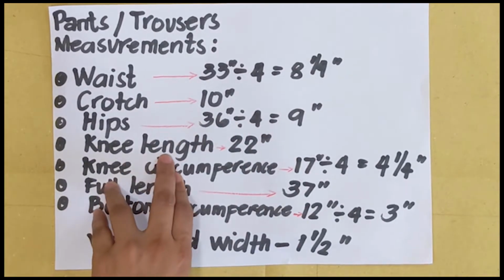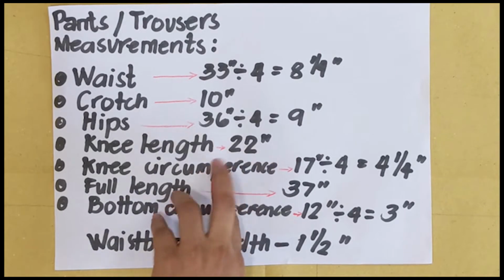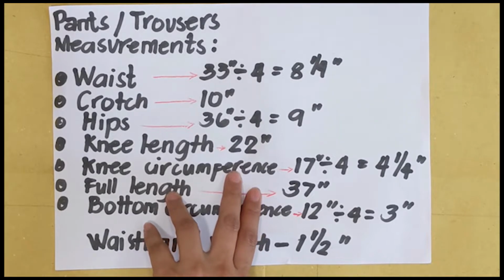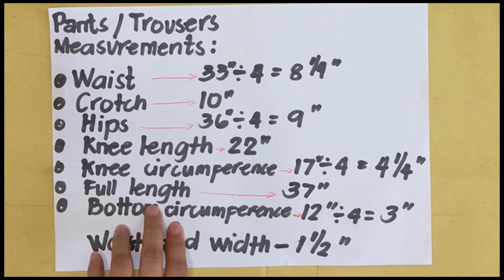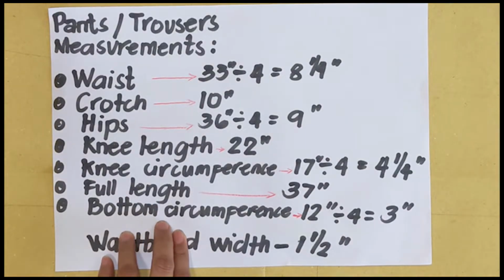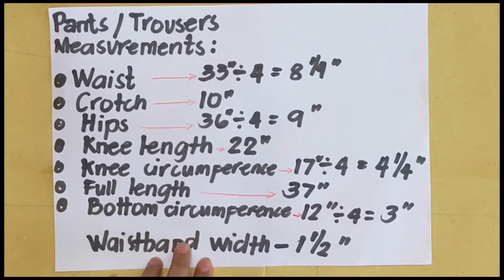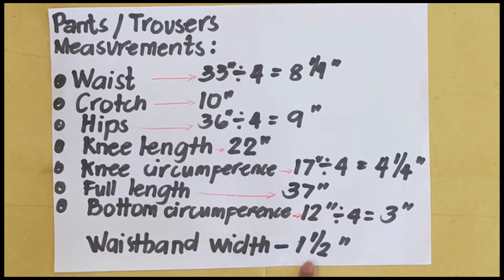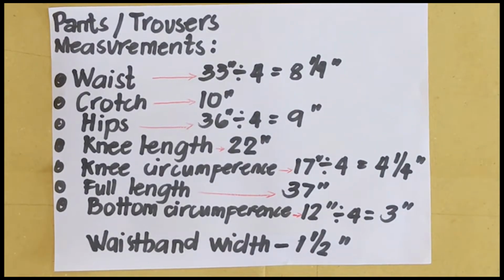We have here the knee length, 22 inches. The knee circumference, 17 inches divided by 4 is equal to 4 and 1/4 inches. The full length, 37 inches. And then the bottom circumference, 12 inches divided by 4 is equal to 3 inches. And then we also have the waistband width, which is 1 1/2 inch.